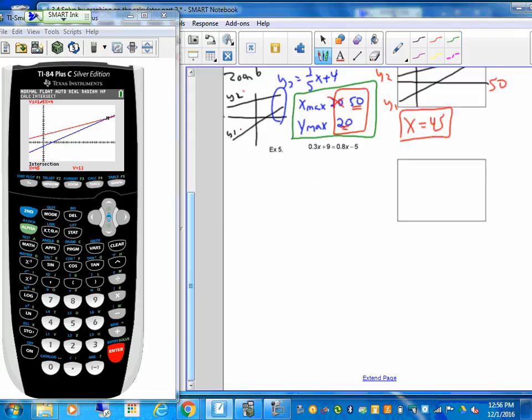So Y1 equals 0.3x plus 9. Just to change the order, I'm going to put Y2 beside it instead of underneath it. That's not a big deal, as long as I can read it, and as long as it's not running into my graph too much over there.